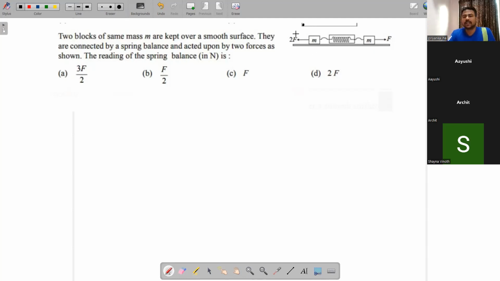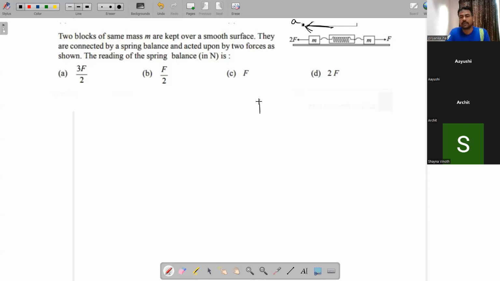So just think, this force is bigger and this is smaller. This is twice this force. So of course, this complete system will move towards the left, right? Suppose a is the acceleration. There is a maximum extension in this spring because this force will pull it and this force will also pull it in the opposite direction. So the spring will face maximum extension. At that maximum extension, the complete system will move with the same acceleration. Suppose a is the acceleration towards left.